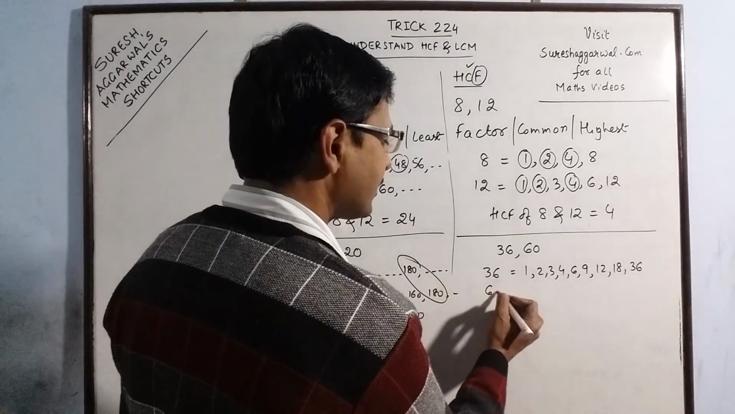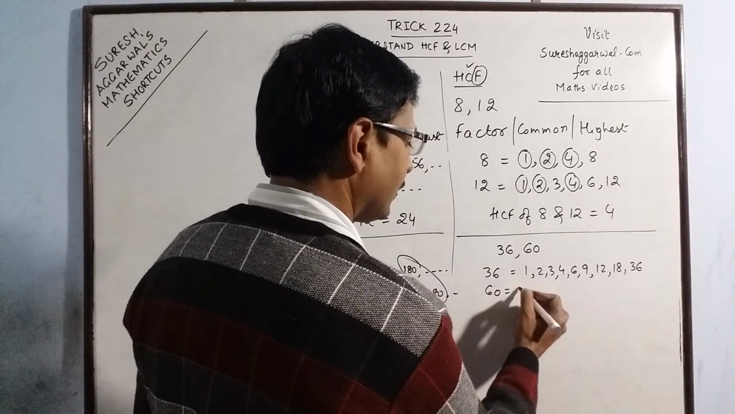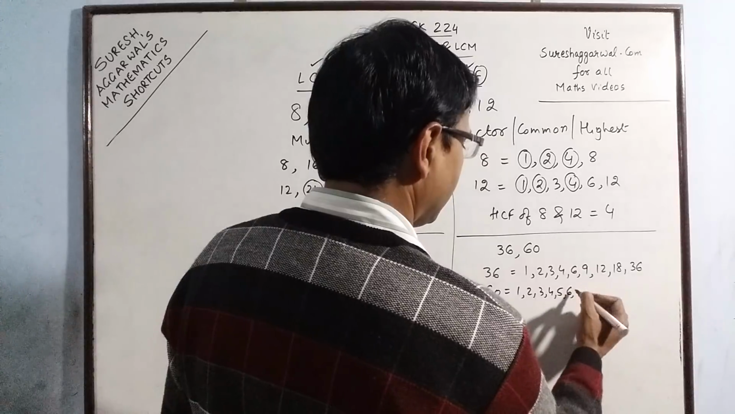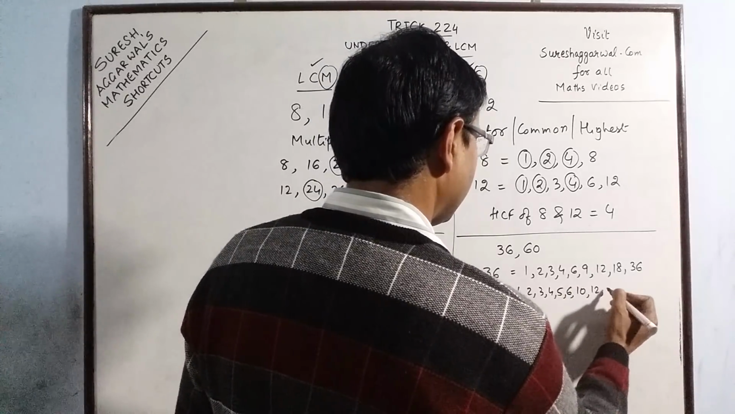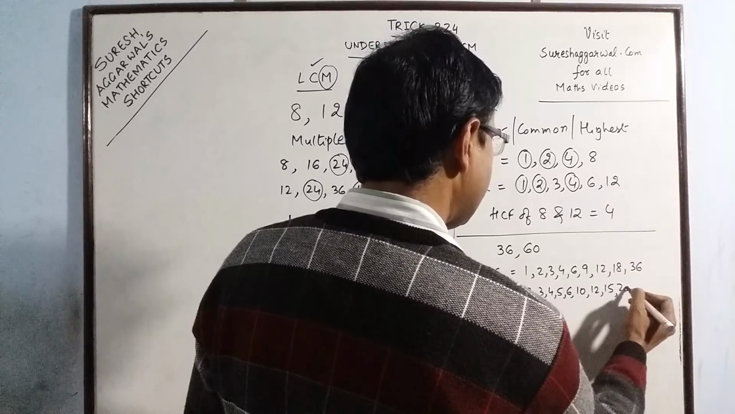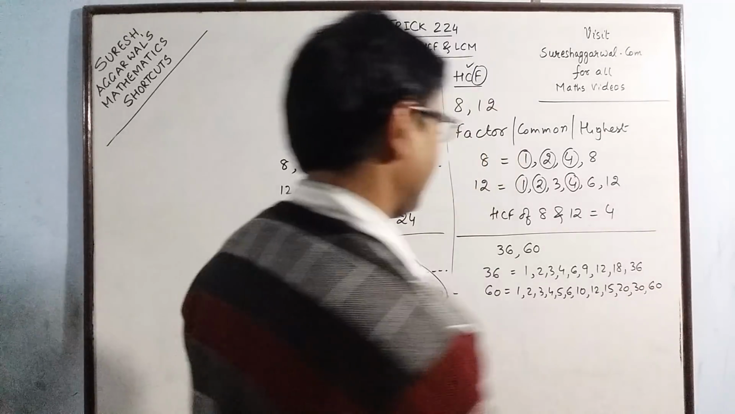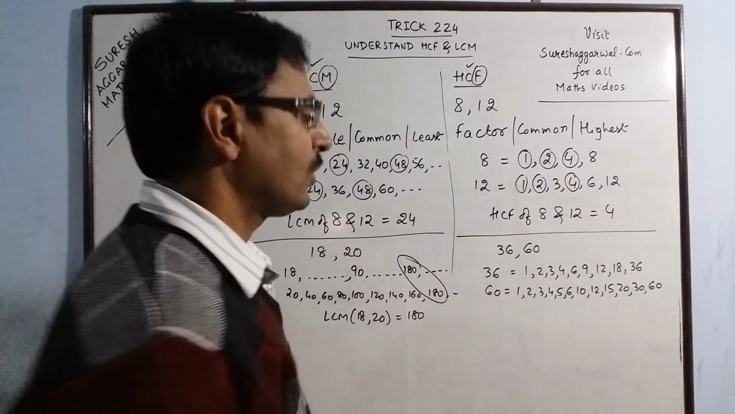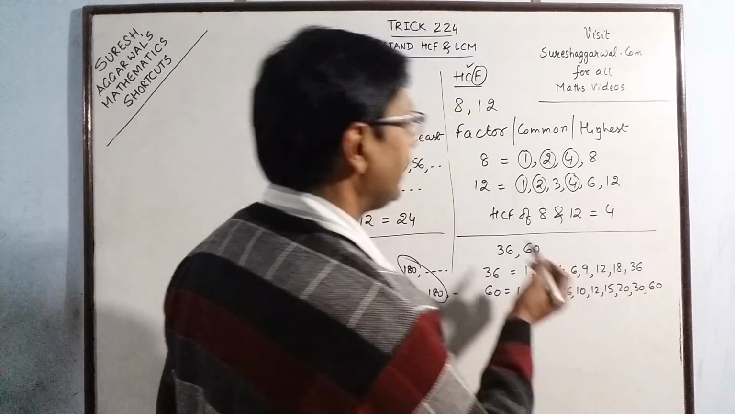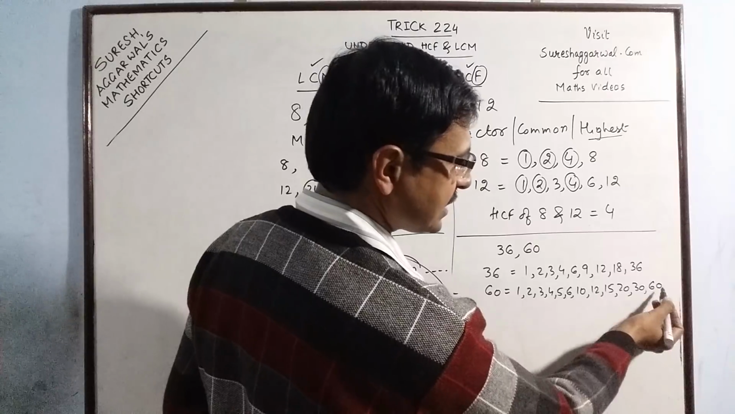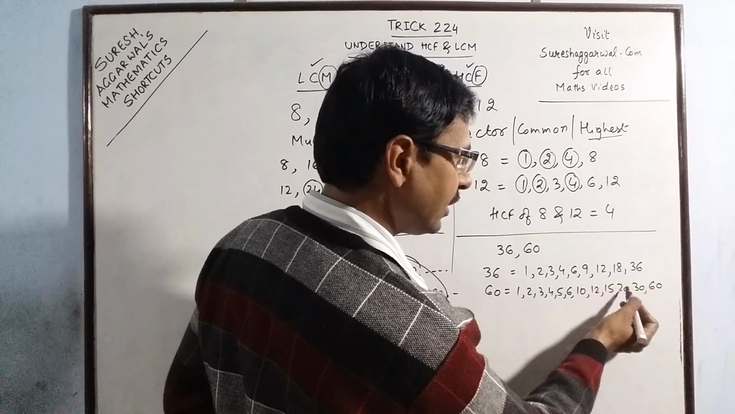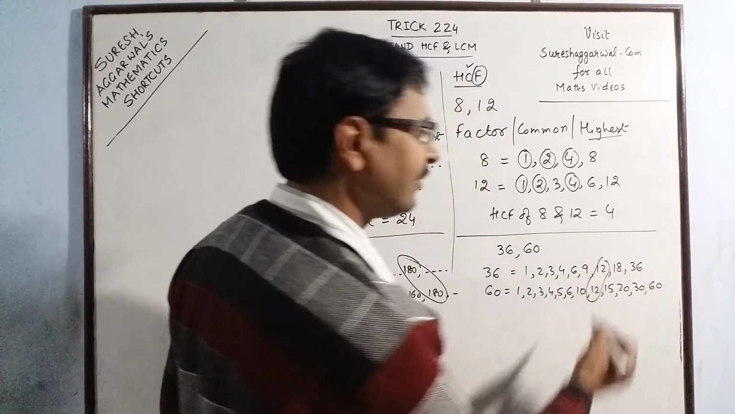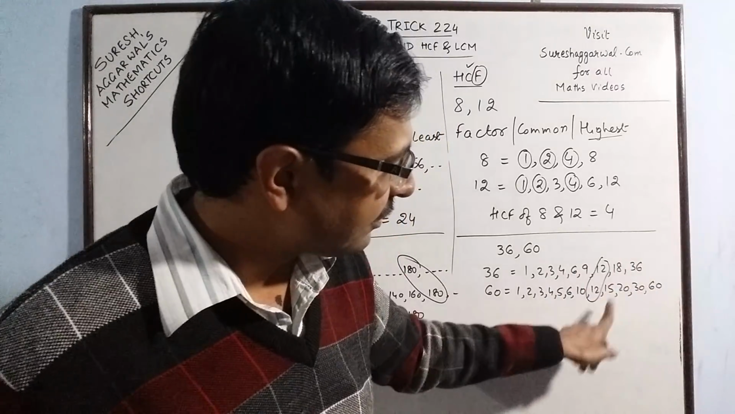Similarly, write the factors of 60. 1, 2, 3, 4, 5, 6, 10, 12, 15, 20, 30, 60. Now see, I have written all the factors of 60. Now just check which is the common factor. Obviously, start from here because we need to find the highest. So 60 is not common, 30 is not common, 36 is not common, 18 is not common, 15 is not common, 12. Just see 12. After 12 there is no common factor.